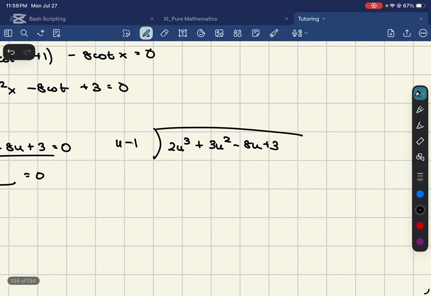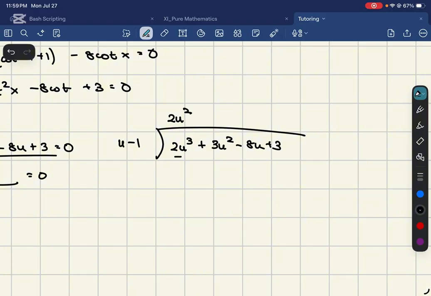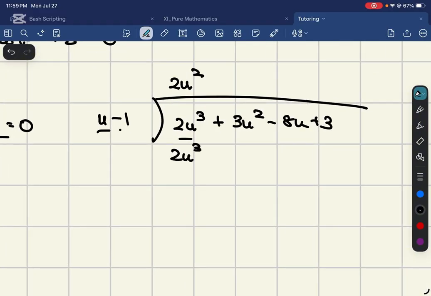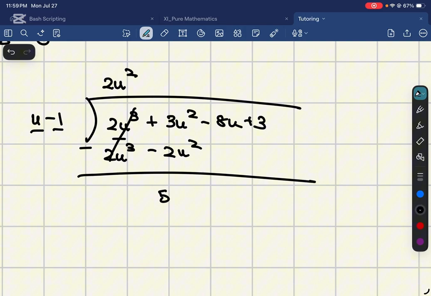Alright, so now I need to multiply by 2u squared to get the first term, right? u times 2u squared gives me 2u cubed, and I have to multiply with negative 1 as well. So I get this expression. And now I can subtract. These cancel out, and I get 5u squared minus 8u plus 3.